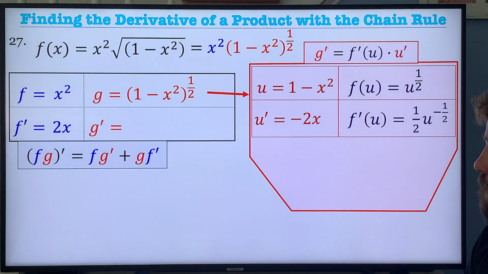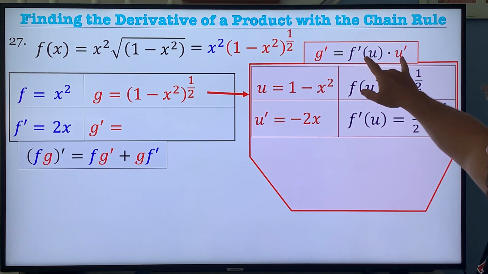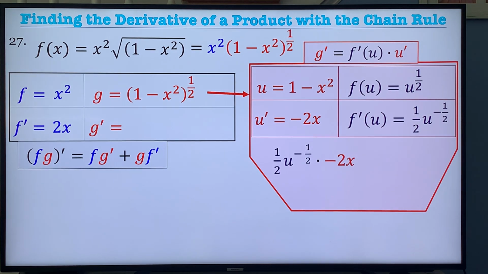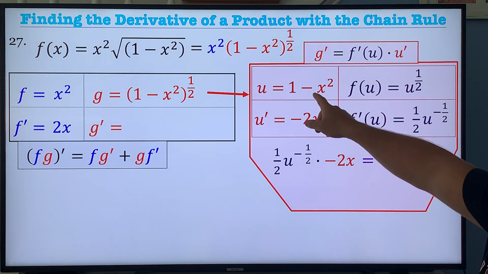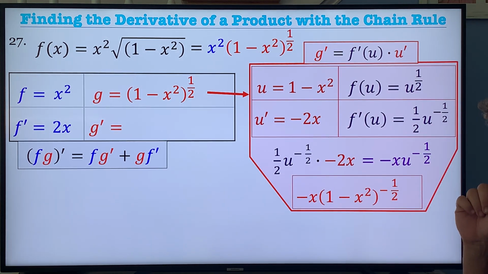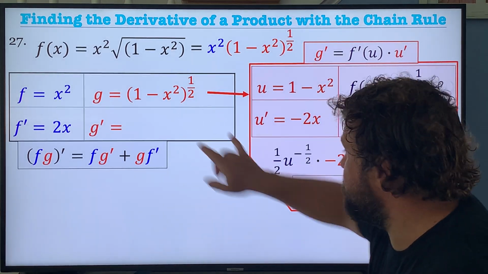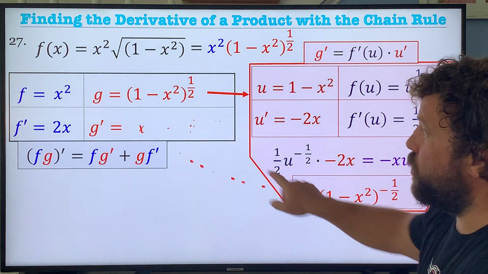All right? F prime u times u prime. 1/2 u to the negative 1/2 times negative 2x. Half of negative 2 is negative x u to the negative 1/2. Negative x, 1 minus x squared to the negative 1/2. Now this is the derivative of this. So this is my g prime.